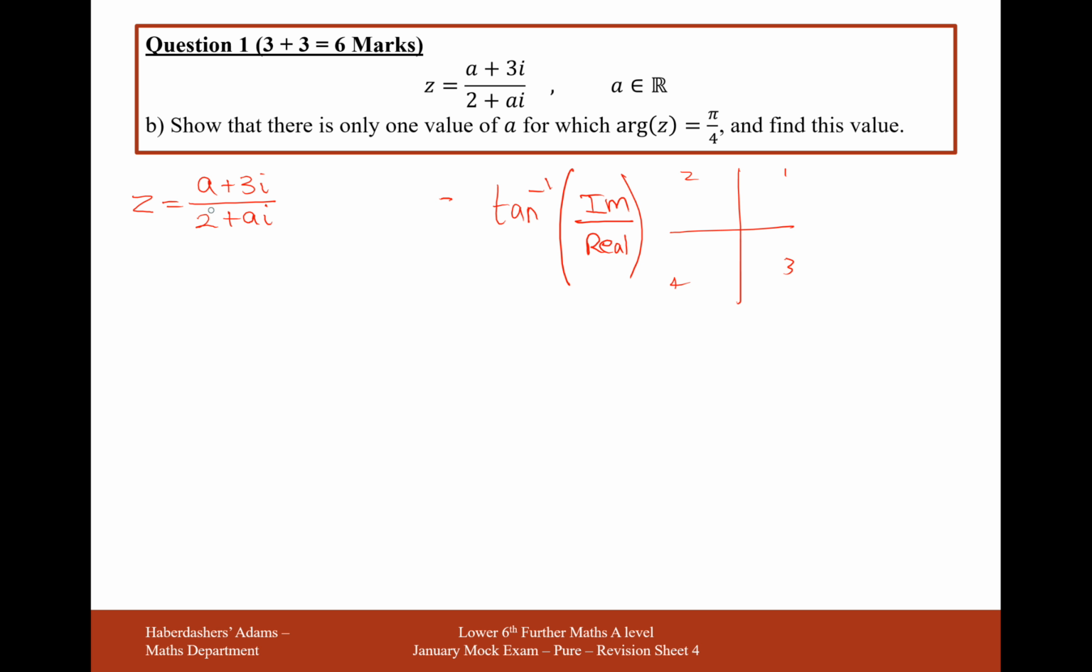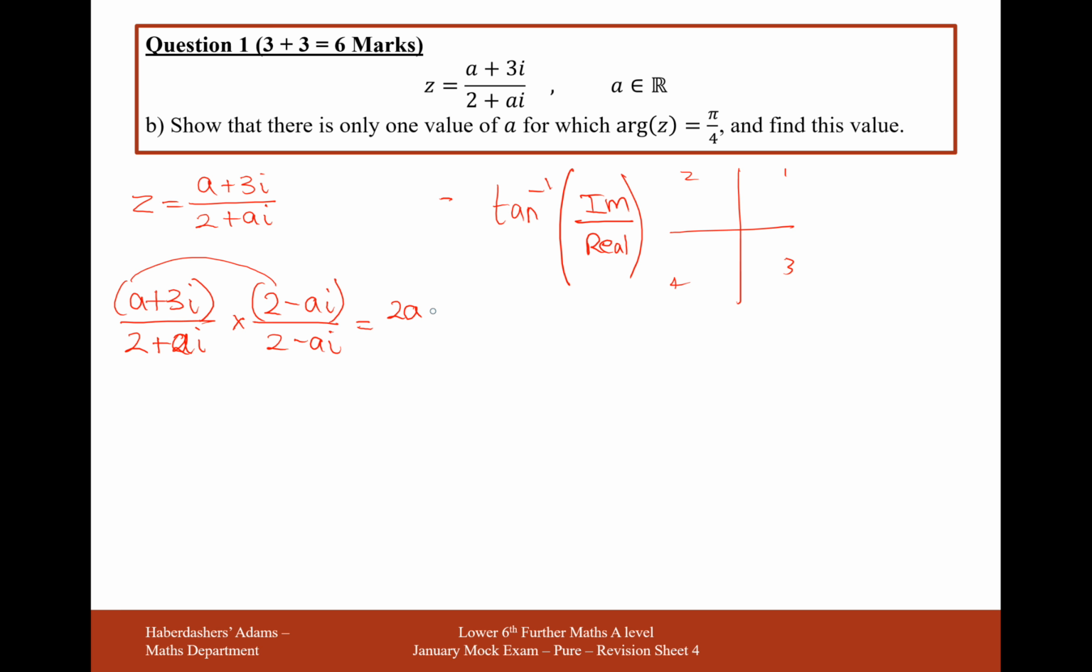Okay, so what we'll have to do then is rationalize this denominator. So we're going to now times the top and bottom by the complex conjugate of the denominator, so 2 minus ai and 2 minus ai, and we're going to simplify this. So it's going to be 2a, think about this as times in fractions together. It's a double bracket on the top, so we need to times everything from the left hand bracket by everything in the right hand bracket.